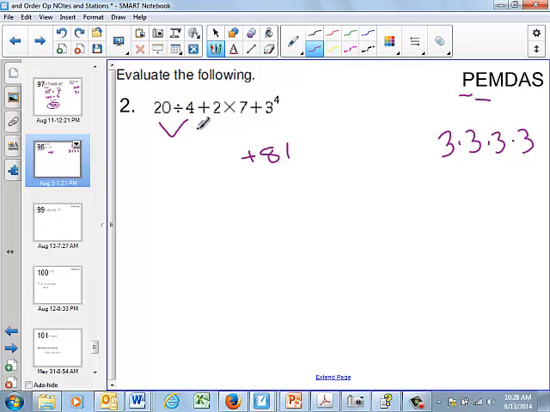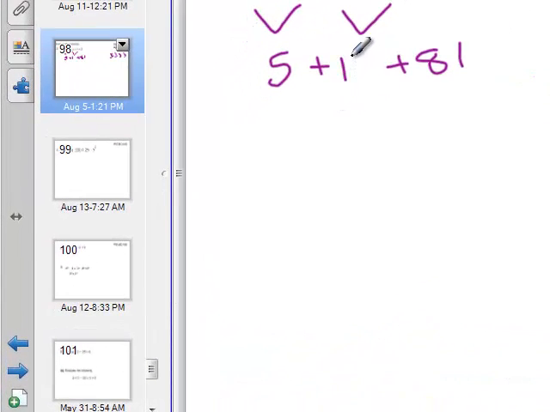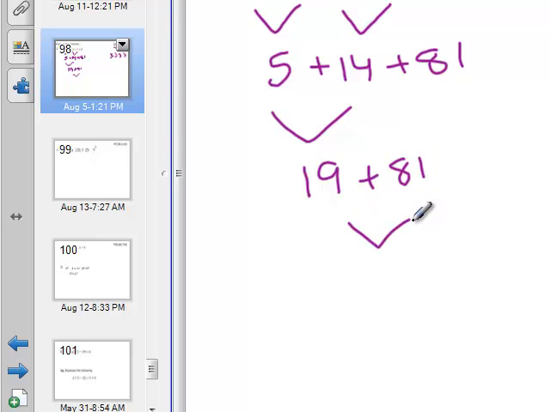20 divided by 4 is 5. Plus 2 times 7 is 14. Left to right, 5 plus 14 is 19. 19 plus 81 is 100. All right, nice job. Pause the video if you're behind.